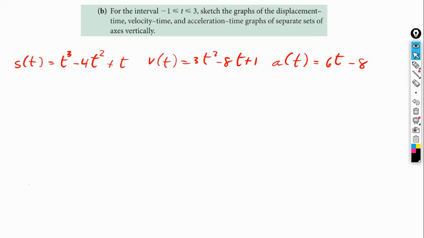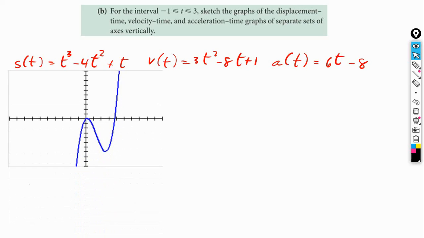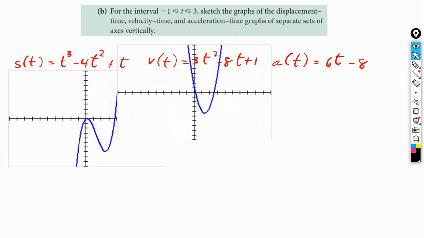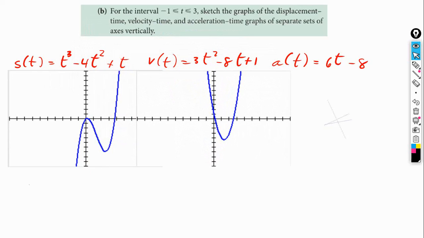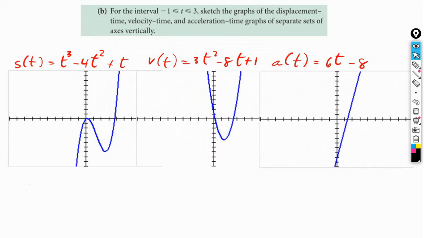So if we graph them in the calculator, we have the graph for displacement, the graph for velocity, and then the graph for acceleration. Notice that displacement is cubic, velocity is a parabola, and acceleration is linear. That has to do, of course, with doing the derivatives. So now let's move on to part C.